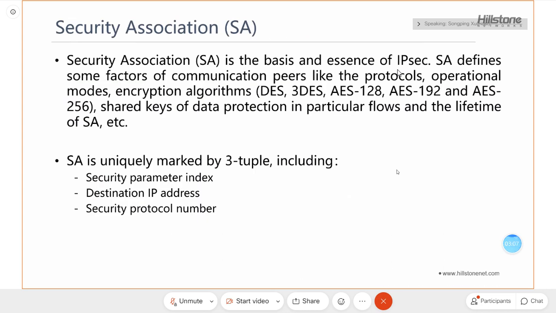The Security Association is also an important base and essence for the IPsec, which defines the factors of the communication pair, including the protocols, the operational modes, the encryption algorithm, and the shared key for the data protection. SA is marked by the three tuples, including the security parameter index, which is the SPI, the destination IP address, and also the security protocol number.